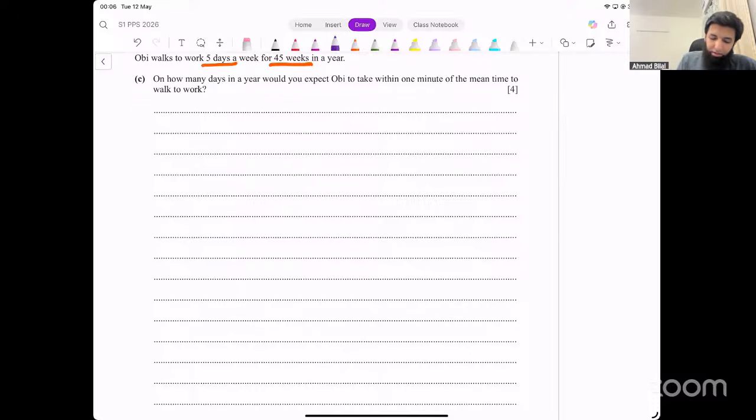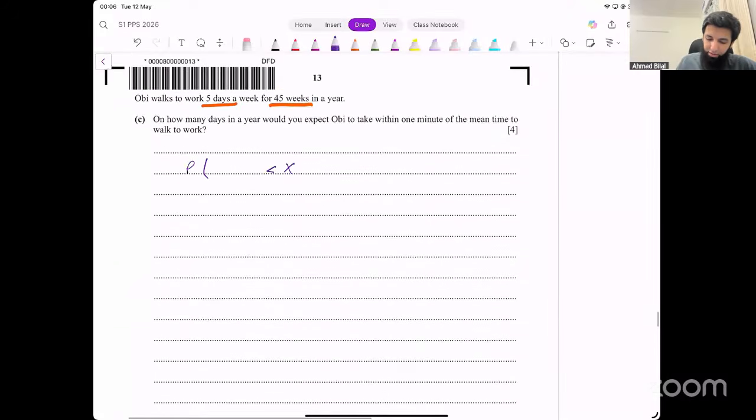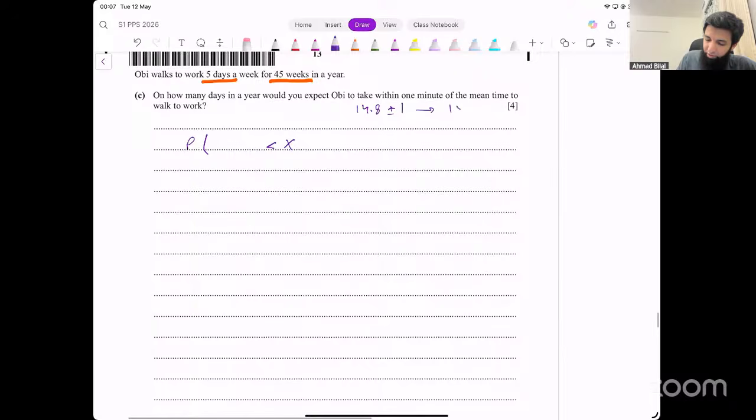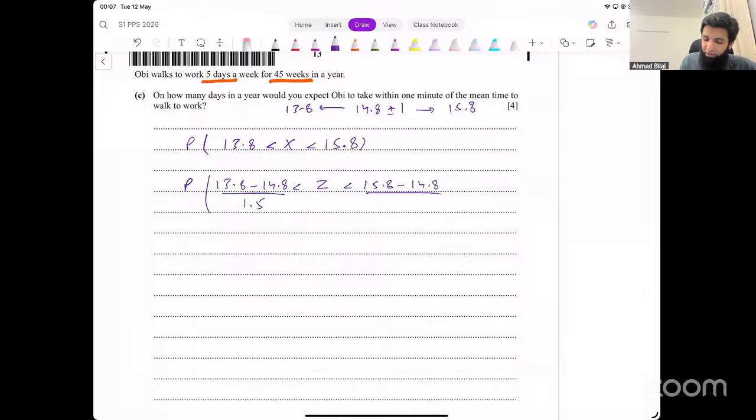आप एक दिन की प्रोबेबिलिटी निकाल लें, क्या आती है, विद इन 1 मिनट, यानी कि मीन क्या है, मीन इज 14.8, सो 14.8 का विद इन 1 मिनट क्या होगा, ±1, राइट? सो +1 राइट साइड पे 15.8, और लेफ्ट साइड पे क्या हो जाएगा, 13.8। तो आपको प्रोबेबिलिटी निकालनी है ऑफ x बीइंग बिटवीन 13.8 एंड 15.8। फाइंड दिस प्रोबेबिलिटी, कन्वर्ट इट टू z। z में कन्वर्ट करें, 13.8 minus 14.8 divided by the standard deviation, which was 1.5, and 15.8 minus 14.8 divided by 1.5.